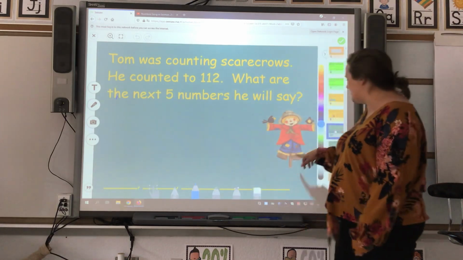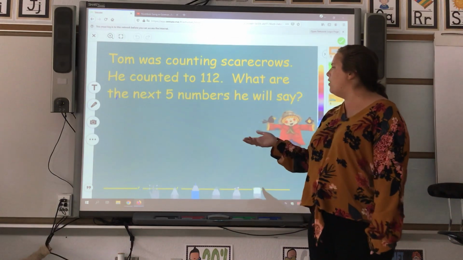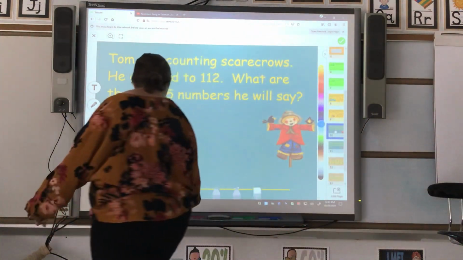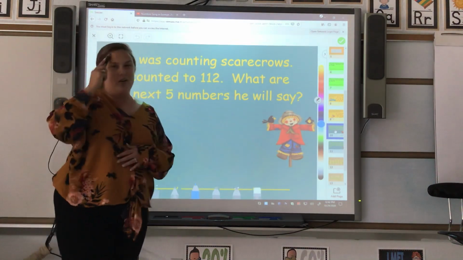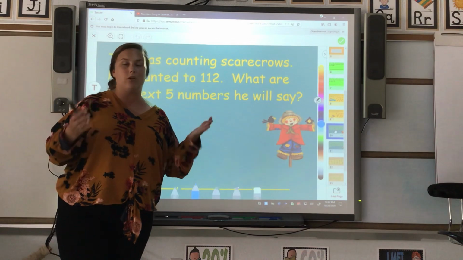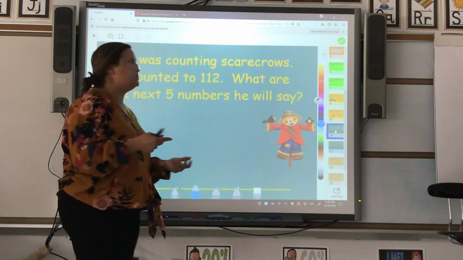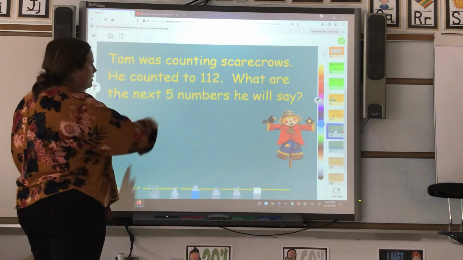All right, guys. Tom was counting scarecrows. He counted to 112. What are the next five numbers? The lines are a little hidden right here, but we have it to write our next five numbers. You can count on in your brain. You can help count using a number chart. We used 120 last week. We saw 150 this week. You can use one of those to help.